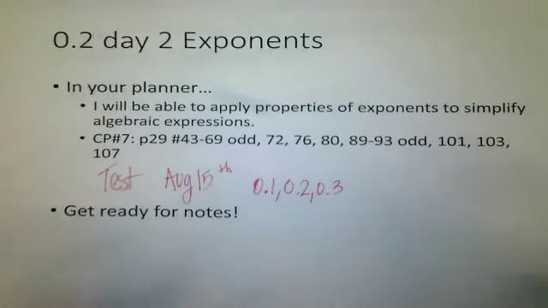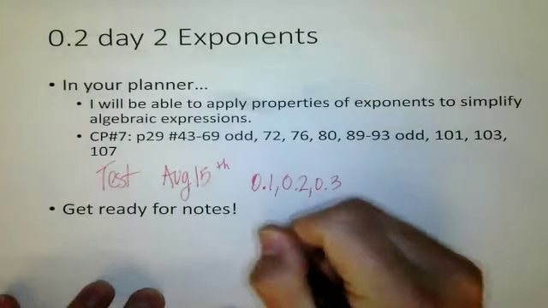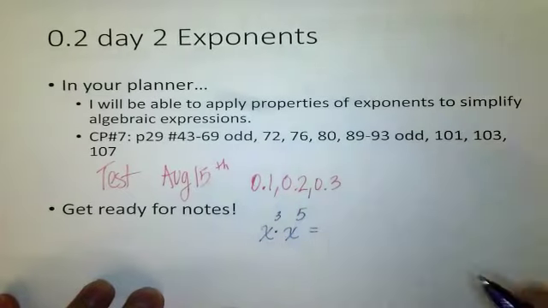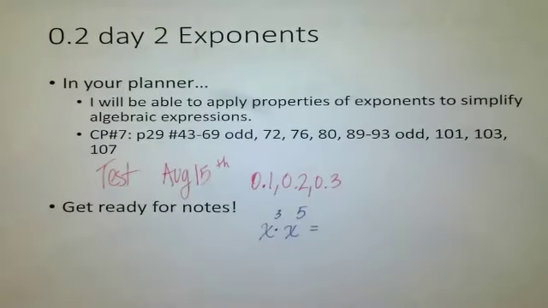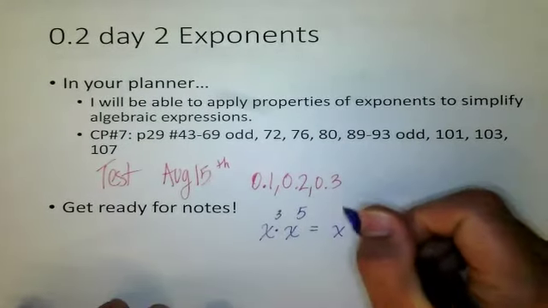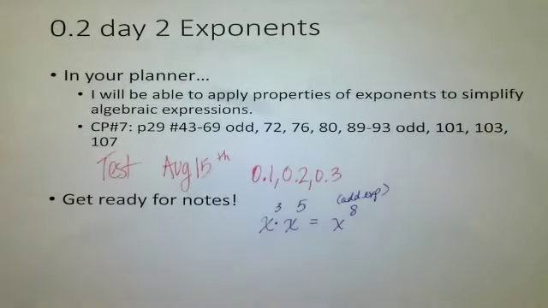So just to review a few properties, if something has the same base in a product, so x cubed times x to the fifth would be x to the 8. So we're allowed to add the exponents if they have the same base, only if it's multiplication.